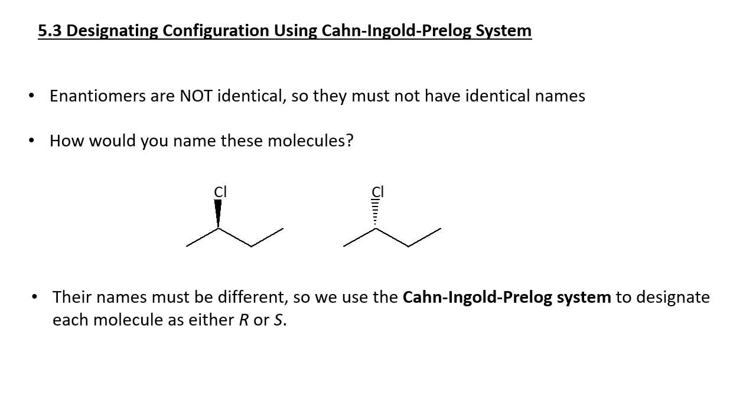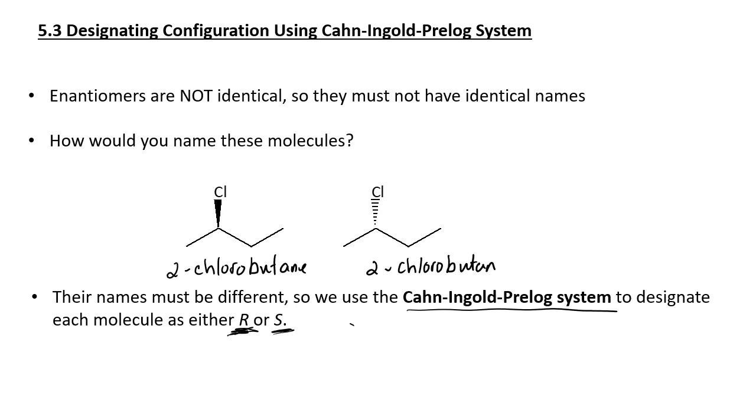Since enantiomers are not identical, they shouldn't have identical names. So how would we name these? Well, if we were doing this as we learned before in chapter 4, we would call this 2-chlorobutane. But look, this one's also 2-chlorobutane. So how are we going to differentiate these? We're going to do that using the Cahn-Ingold-Prelog system by assigning the stereocenter an R or an S configuration. Then we're just going to put that in front of the name. So this one turns out to be the R, and this turns out to be the S.